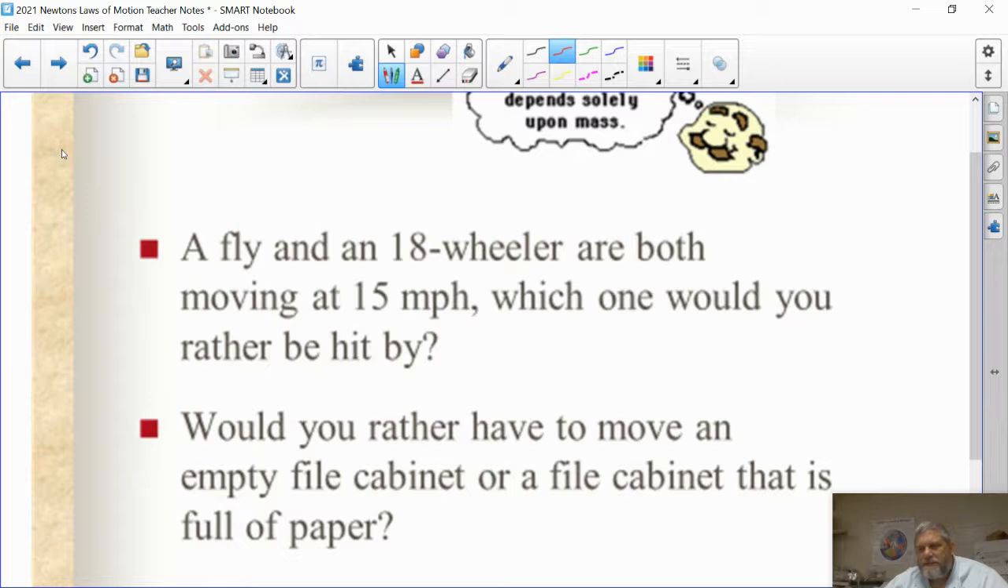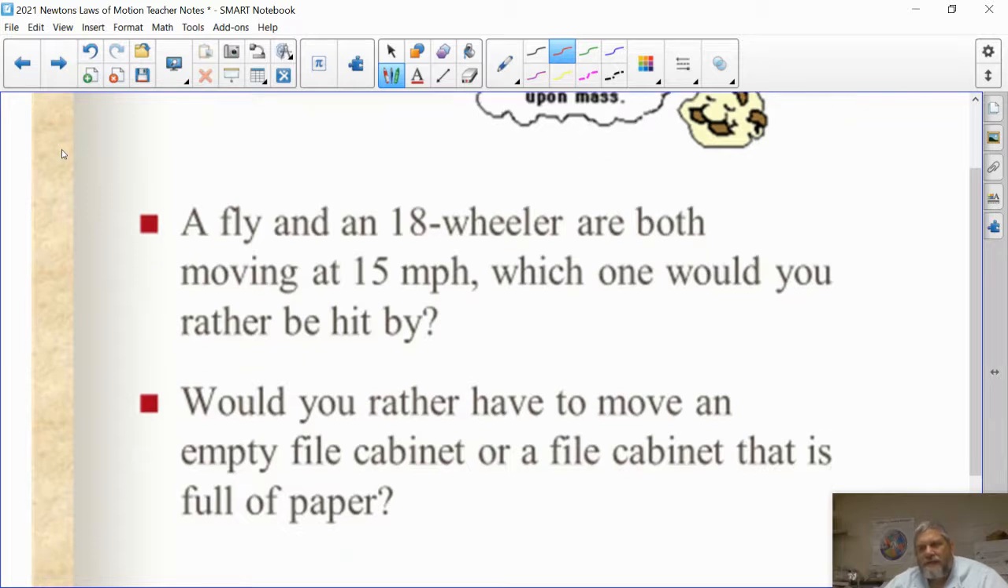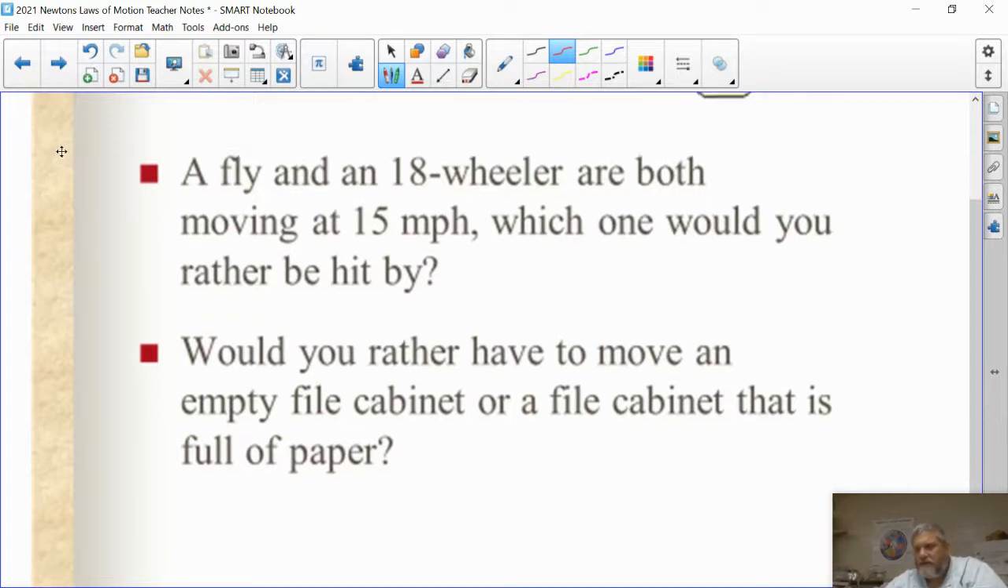So, simple question. A fly and an 18-wheeler are both moving at 15 miles per hour. Which one would you rather be hit by? Even though being hit by a fly is kind of gross, you're not going to get smushed. So you'd much rather get hit by the fly. Would you rather have to move an empty file cabinet or one that's full of stuff? The empty file cabinet has less inertia, is easier to start moving, and needs less force.